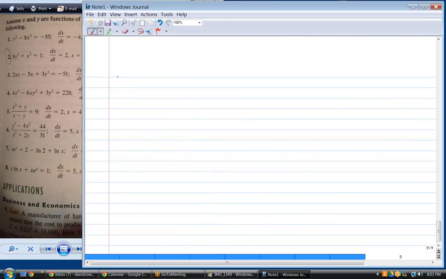7 and 8 have these ugly logs and e's and stuff in them, huh? Yeah, these ones I always have trouble with. You won't. After we do 1 or 2 of them, they're pretty straightforward, actually, as long as you remember the derivatives for these things. Okay, so let's start. We've got to apply the product rule here.